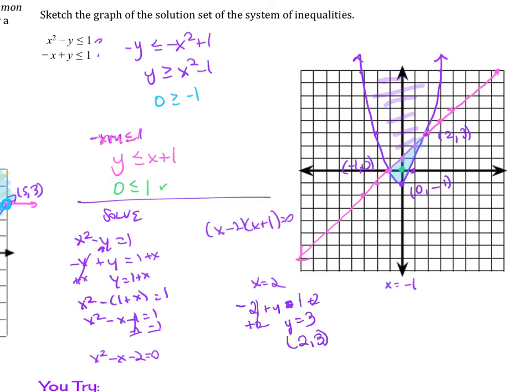If we plug in x is negative 1, then we have negative 1 plus y equals 1. So 1 plus y equals 1. Subtract 1. y equals 0. So therefore the intersection is negative 1, 0 right here, right? Oh, this is the vertex I labeled. Not necessary. So that's not an intersection.